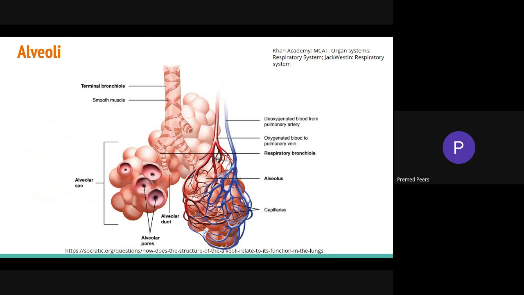But what are these? They're essentially thin-walled air sacs in contact with capillaries, allowing for rapid gas exchange. These structures are prone to collapse due to surface tension, but they produce surfactant to counter this and keep the alveoli open.